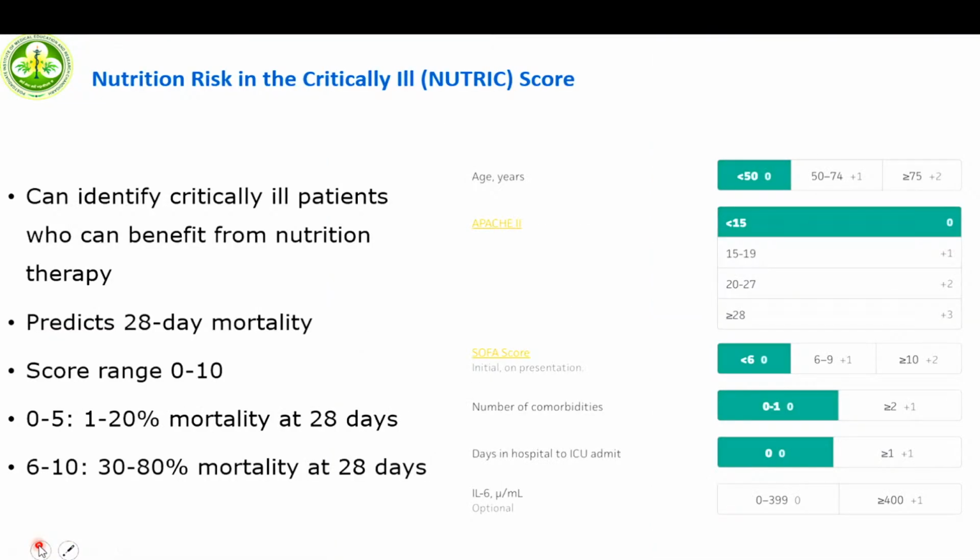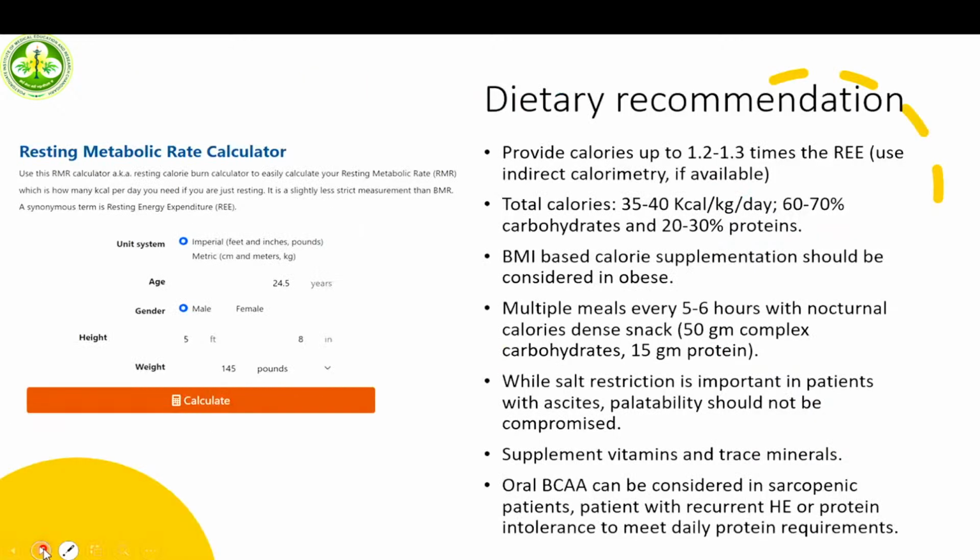The Nutrix score is something that we follow. This also incorporates scores like Apache and SOFA, so you can see that this is not liver specific. And it looks at the comorbidities and the inflammatory state, and can identify the people who are at risk of being nutritionally poor in an ICU, and can also identify people who will require aggressive nutritional therapy. Now, in non-cirrhotic critically ill patients, this has been demonstrated to have an improvement in outcomes, but this has not been described in cirrhotics. So it's hard to say whether this will have any bearing; we can only extrapolate from existing data.